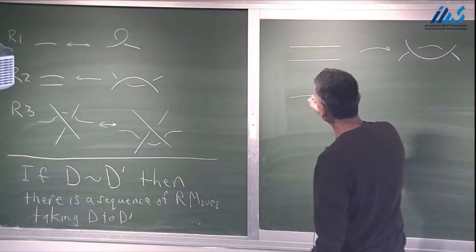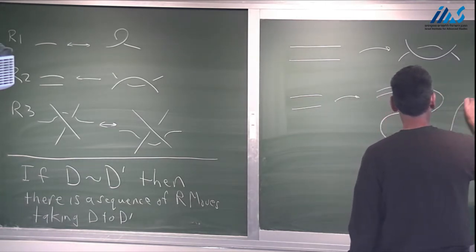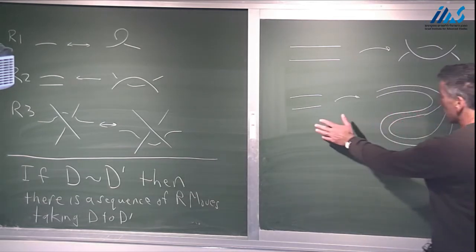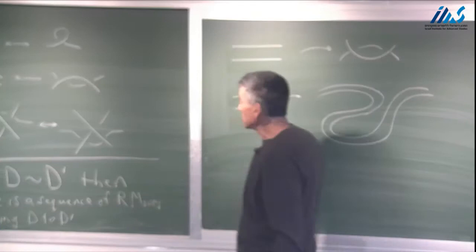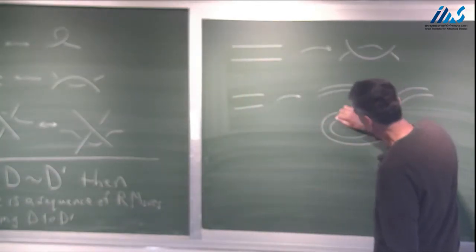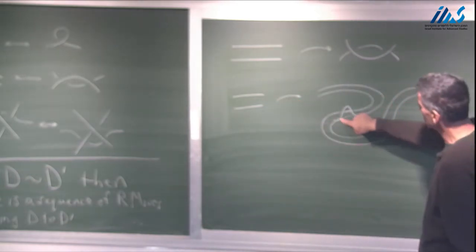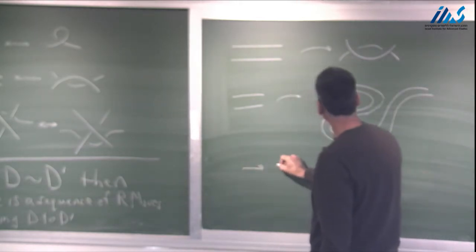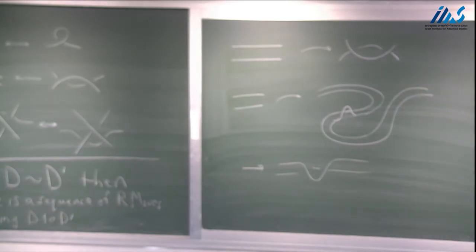Or if you like, you could do something like this. You're allowed to deform in the plane as long as you don't change any crossings. And now we can do one of these moves over here. So this is an R2 move as we defined it. And now you straighten out, and it becomes the other kind.